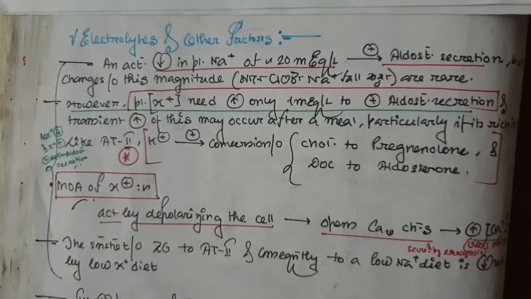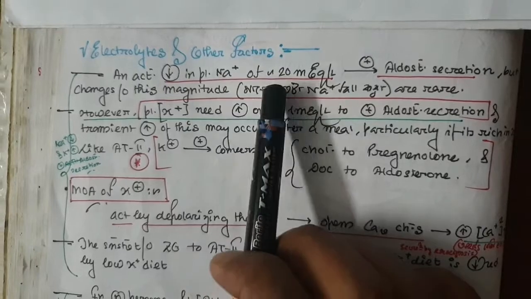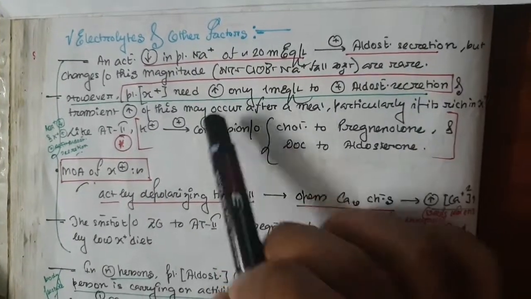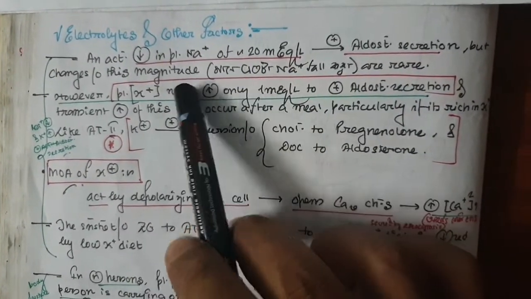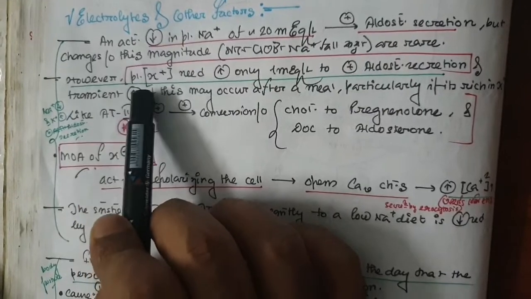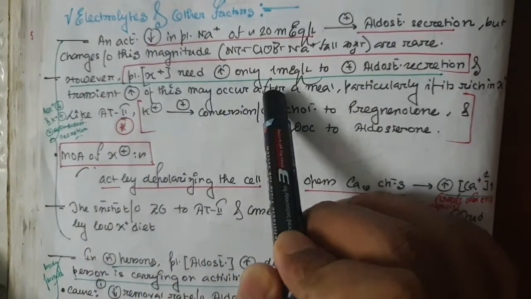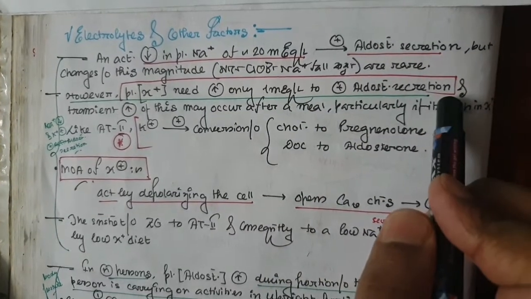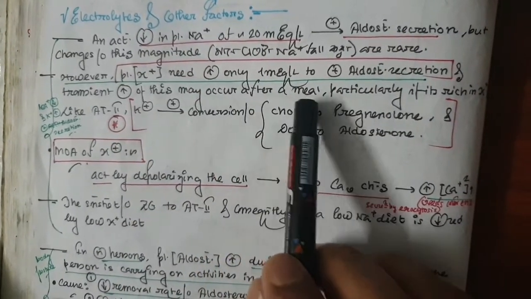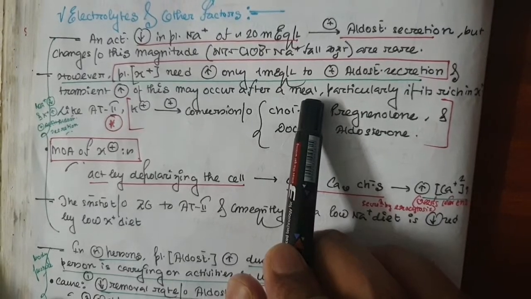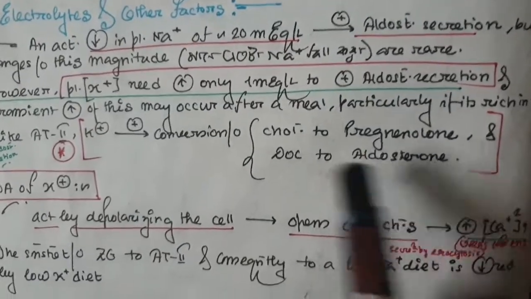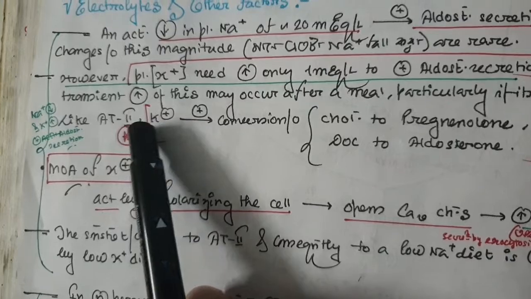Remember an interesting fact, that any act which decreases the plasma sodium concentration by 20 milliequivalents per liter stimulates aldosterone secretion. But this type of huge change of plasma sodium concentration is very rare and is life-threatening. But remember, the plasma potassium concentration needs to be increased only 1 milliequivalent per liter to promote aldosterone secretion, and a transient increase of this kind may occur after a meal. So postprandial increase of potassium ion in the plasma is also responsible for increased aldosterone secretion. What is the mechanism of action?